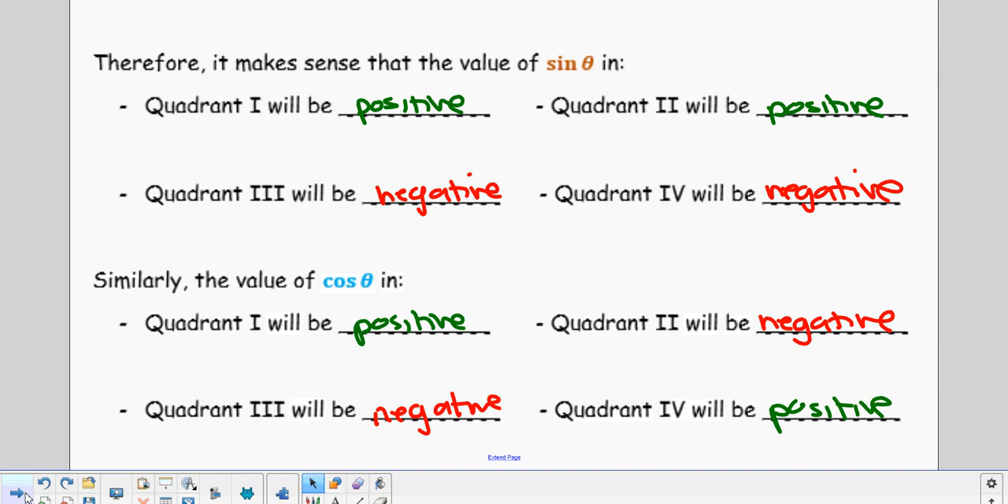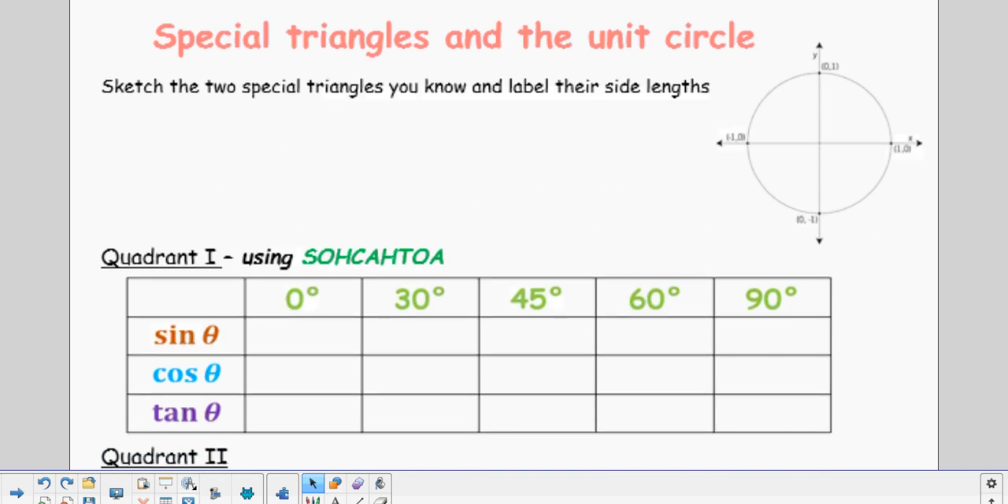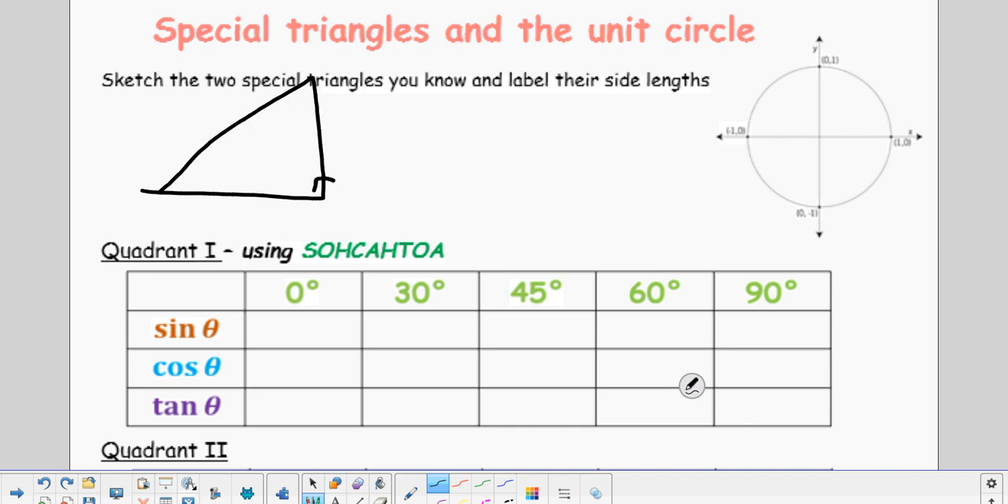I've got a big, crazy table to fill in. Ta-da! Special triangles. Sketch the 2 special triangles, and label their side lengths. I sometimes put a unit circle here just in case it's helpful as a reference to look at. So your 2 triangles, what is one of them? Yeah, the 45-degree one. That's good.